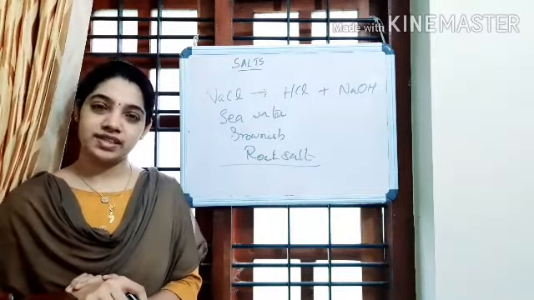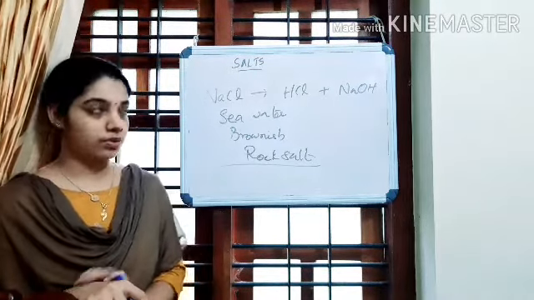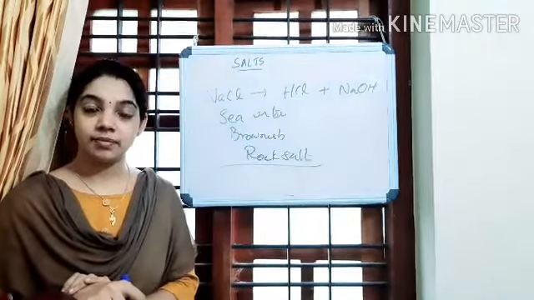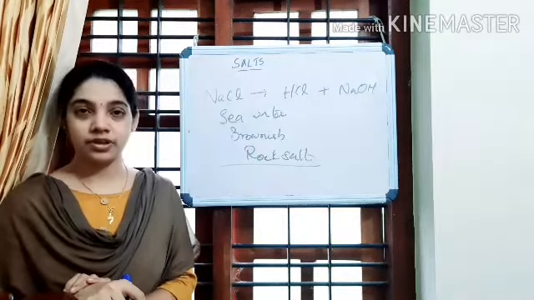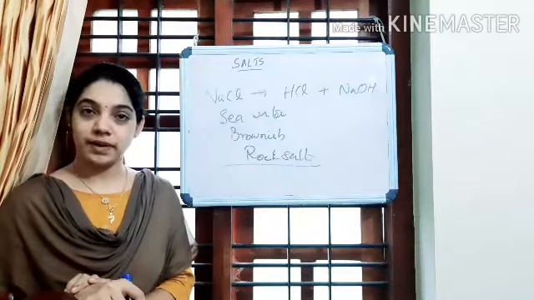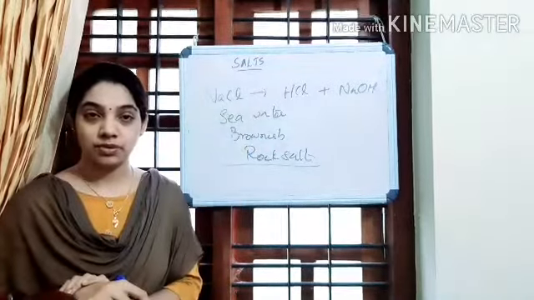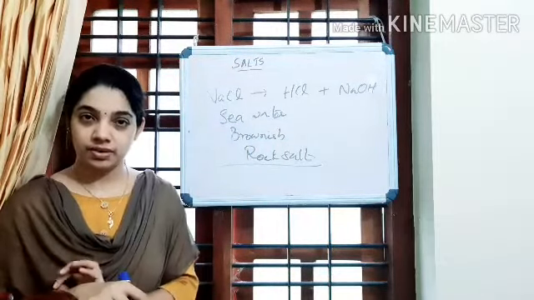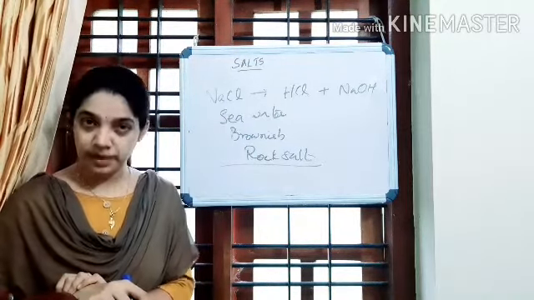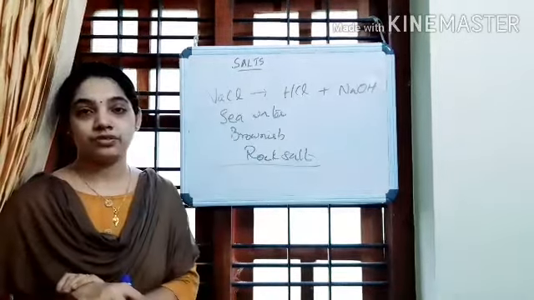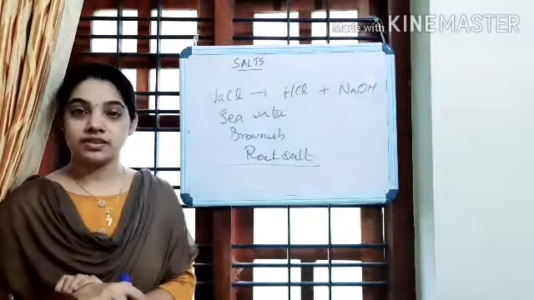But sodium chloride is a very industrially important compound because we can prepare a lot of other compounds using sodium chloride as an important raw material. For example, sodium hydroxide we can prepare from sodium chloride. Then the bleaching powder that we use, the baking powder, the washing soda, like that several other compounds we can prepare using sodium chloride as one of the raw materials.